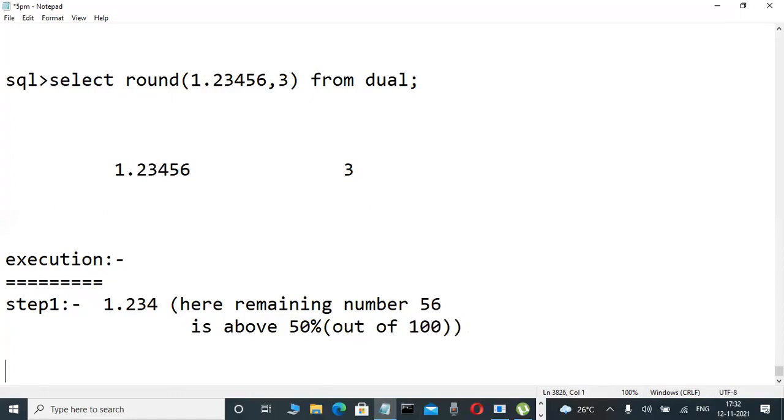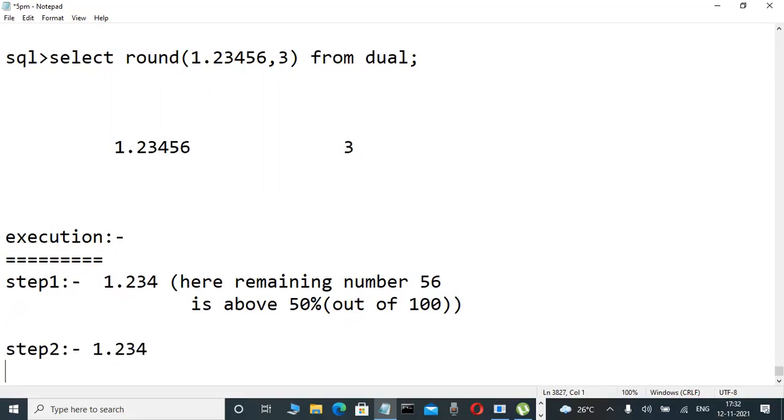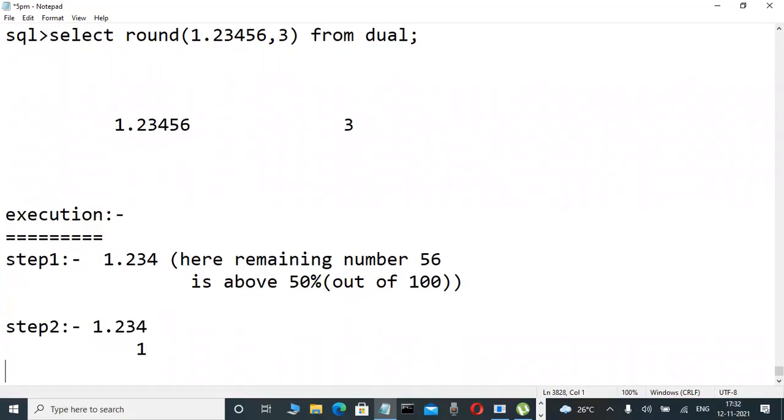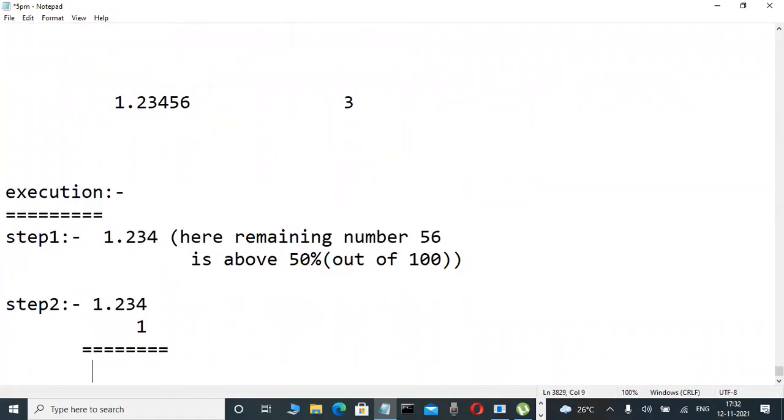Now check it out. In step 2, whenever it is above 50%, 1 is added to the rounded number. 1.234, here 1 is added to the rounded number. That's why automatically 1.235 is there. This is the correct answer.